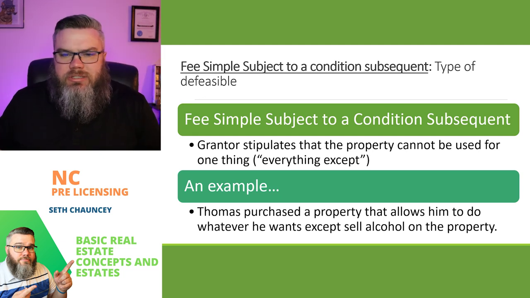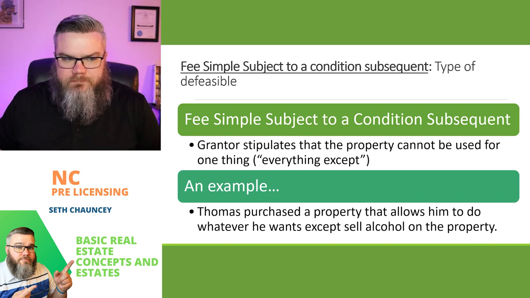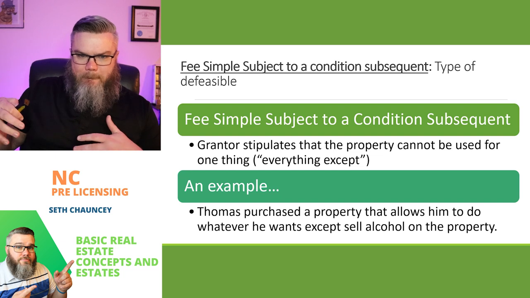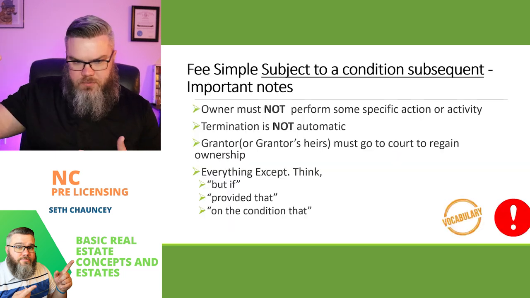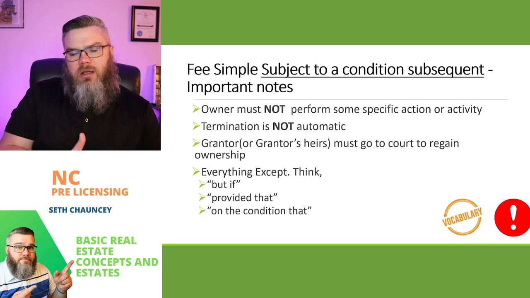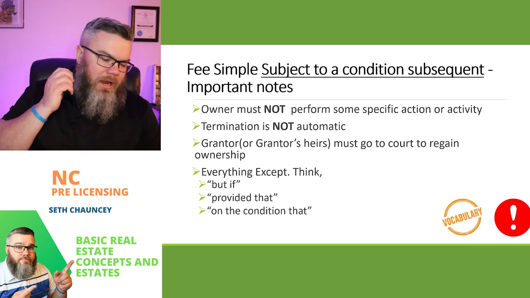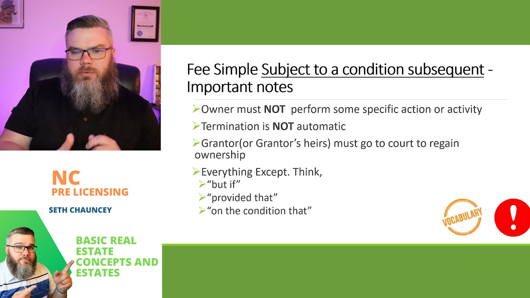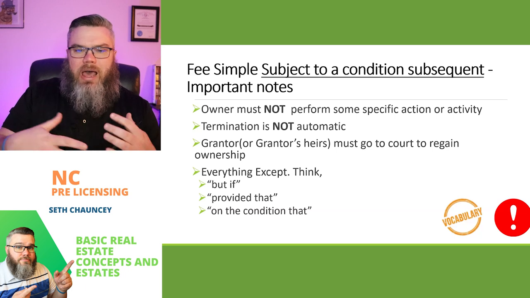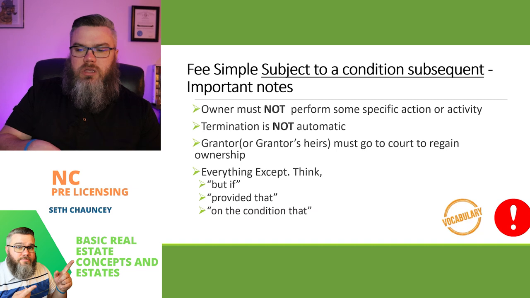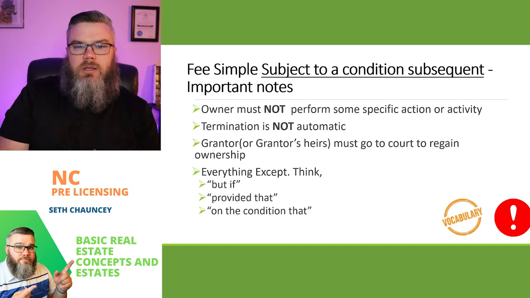So here's some supplemental notes with this one. This is where you must not do that specific thing. Remember I said termination is not automatic on this one. You would have to regain ownership by going to court. And so this is where some of the verbiage you may see: everything except, but if you do this one thing, provided that you don't do this one thing, on the condition that you don't do this one thing.